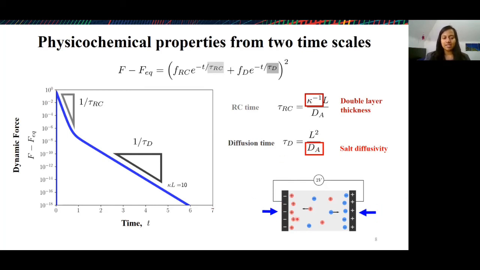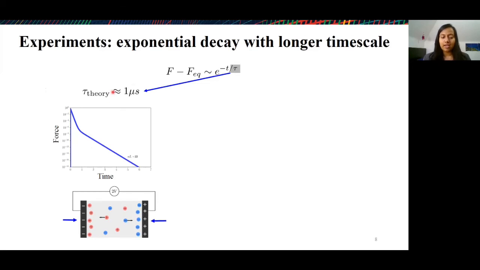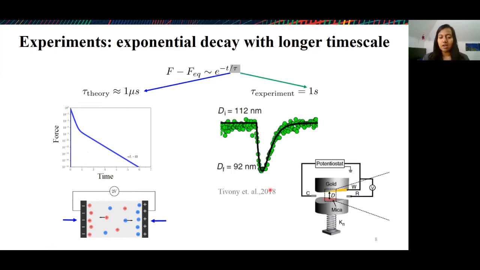So let's take a step back and look at how this actually compares to experimental results that I mentioned previously. Once again, we have our theory, which predicts an exponential decay over time, and we consider this model electrochemical cell under a suddenly applied voltage, and we're looking at the force between these two electrodes. An equivalent experiment was done by Tavoni et al. a couple of years ago, where they consider a modified surface force apparatus, and they suddenly apply a voltage across these two surfaces and study the evolution of the system.